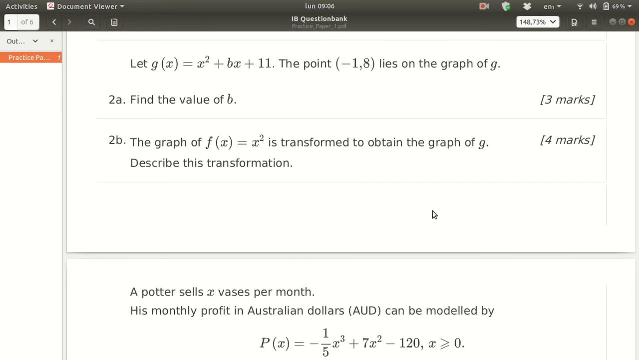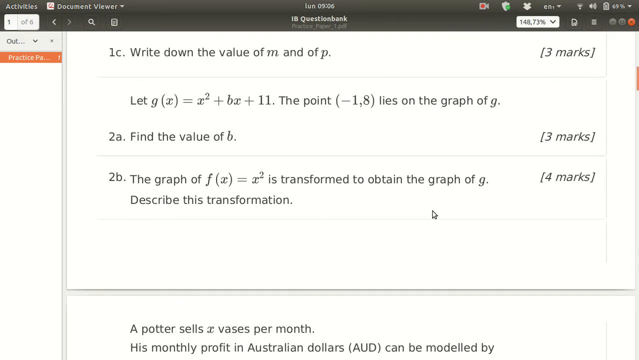I'll give you a little feedback on some of the questions that you had trouble with. We're going to start with 2b. Let the graph of f of x equals x squared be transformed to obtain the graph of g. Describe the transformation. The graph of g is this one up here, g of x equals x squared plus bx plus 11. And in part A, we already found that b was 4.